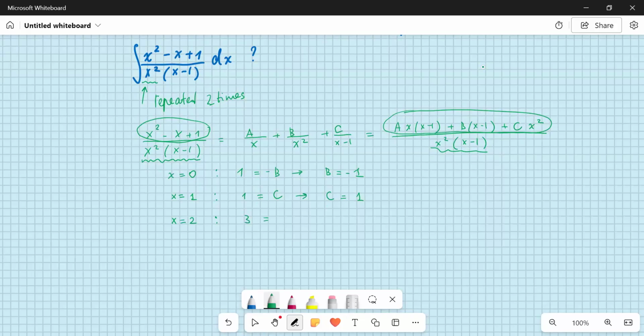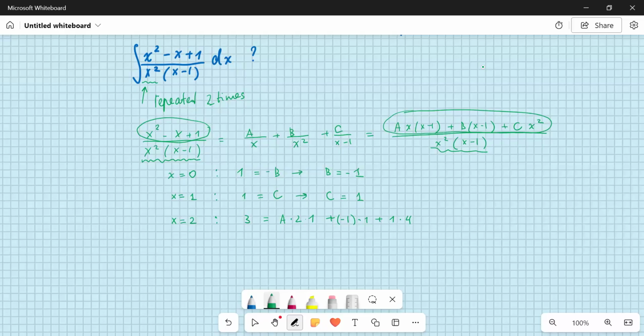x equals 2 for my first expression is going to give me a times 2, and 2 minus 1 is 1, right? Plus my b is equal to negative 1. I'm going to plug it in. And then x equals 2, 2 minus 1 is 1, and my c equals 1, and 2 squared is going to be 4. You see, I again got an equation for a. It's not as simple as equation number 1, equation number 2, but not difficult to solve actually. So let's say I have 4, and here minus 1, so it's going to be actually 3, and 3 is going to cancel.